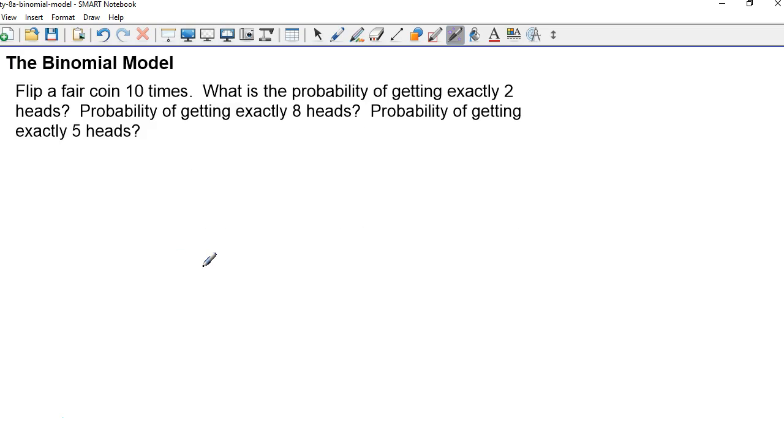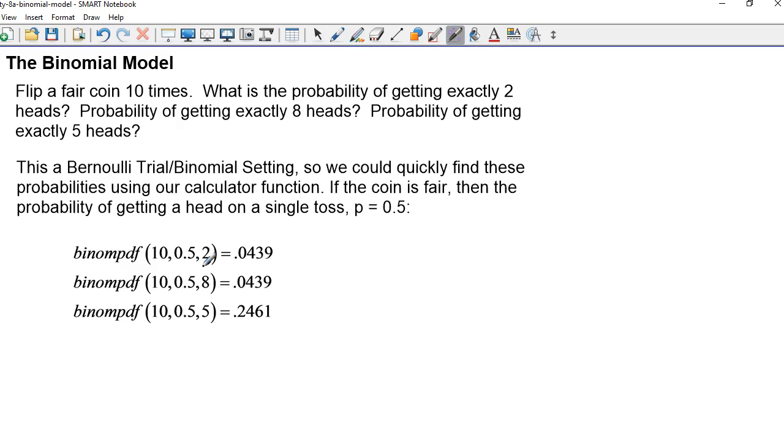Okay, so let's take one of those, the flipping a coin thing, and we'll investigate some other properties of the binomial model a little further. Let's say that I flip a fair coin 10 times. What's the probability of getting exactly 2 heads? Or maybe separately, the probability of getting exactly 8 heads, or the probability of getting exactly 5 heads? So this is definitely a Bernoulli trial binomial setting, so we could quickly find these probabilities using our calculator function. If the coin is fair, then that means the probability of getting a head on a single toss is 50%.